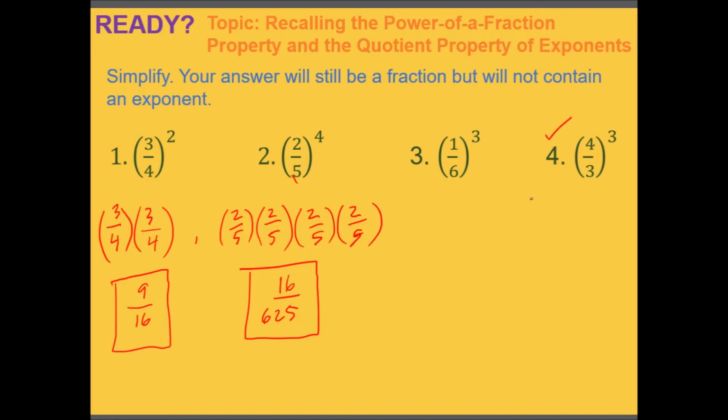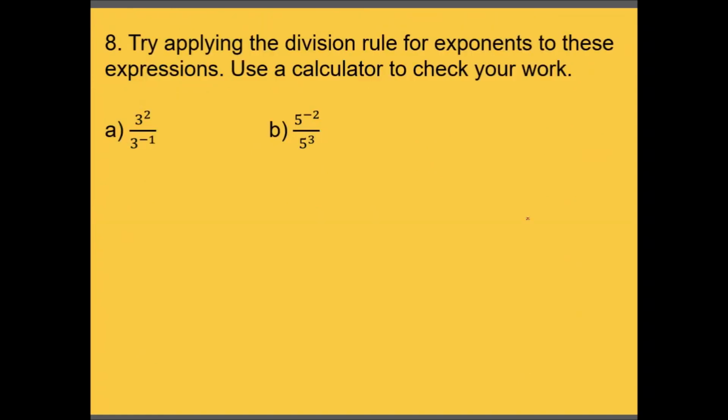4 to the 3rd power. In other words, 4 times 4 times 4, and 3 to the 3rd power. So you might already know 4 to the 3rd power is 64, and 3 to the 3rd power is 27. If you know that, you didn't have to write out each of these steps. All right, let's try applying the division rule for exponents.